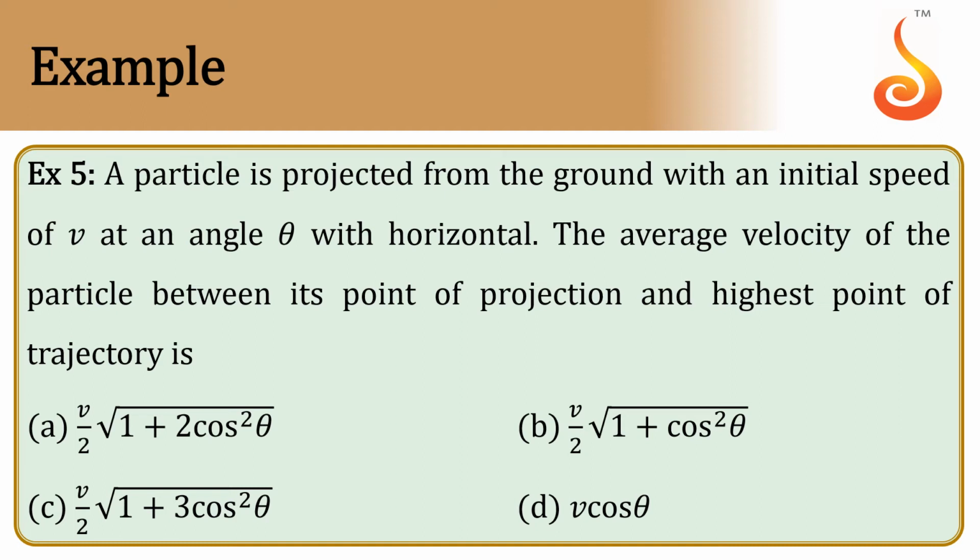Example 5. A particle is projected from the ground with an initial speed of v at an angle theta with horizontal. The average velocity of the particle between its point of projection and highest point of trajectory is. Let us see.